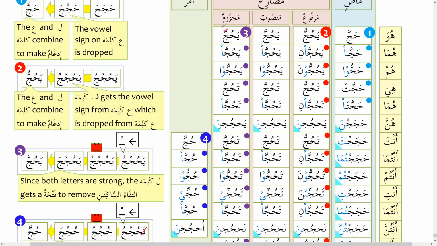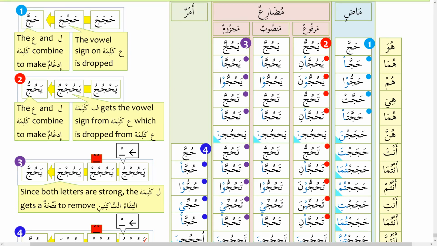So this Fatha is Majzoom. Since both letters are strong, the Lam Kalima gets a Fatha to remove Iltiqa'u Sakinain. So when there's noon drop, you drop the noon, but instead of a Sukoon, the Majzoom gets a Fatha. This is the only change.